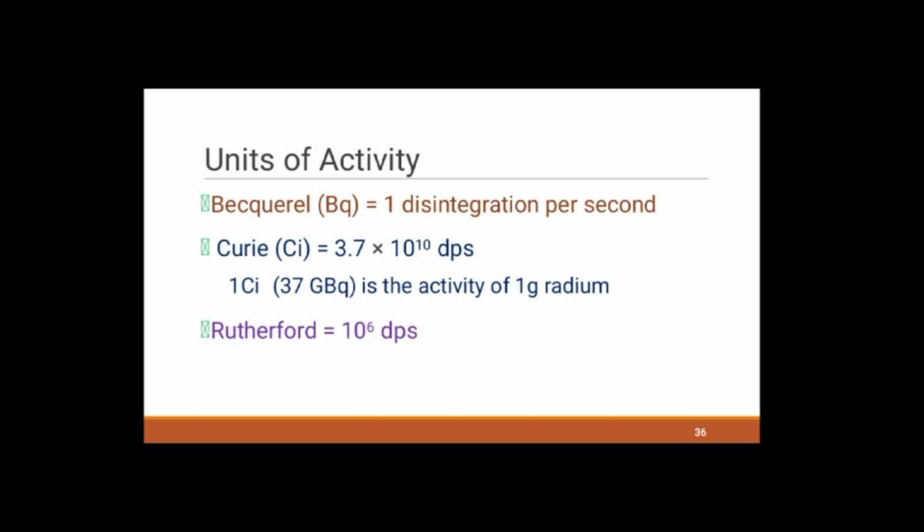The next one is the units of activity. There are many units for activity. The three main units are becquerel, curie and Rutherford. As we have already seen, the becquerel is the SI unit of activity, and one disintegration per second is a becquerel. The unit curie is actually the activity of 1 gram of radium, that is 3.7 into 10 raised to 10 becquerel or disintegrations per second, and the unit is given the name in honor of Marie Curie's work with radium. And another unit is Rutherford, that is 10 raised to 6 disintegrations per second.